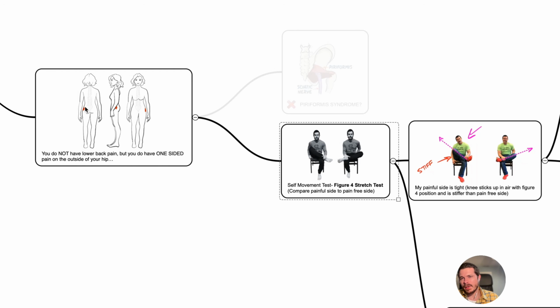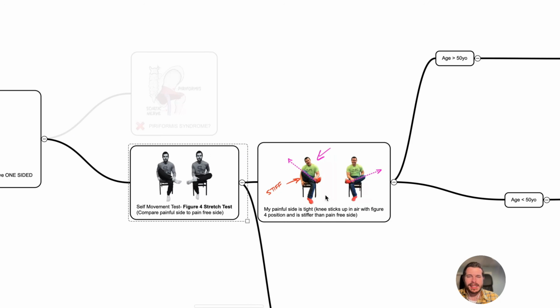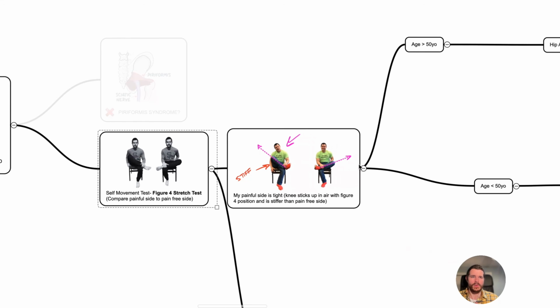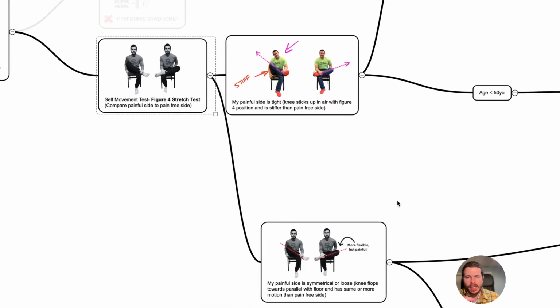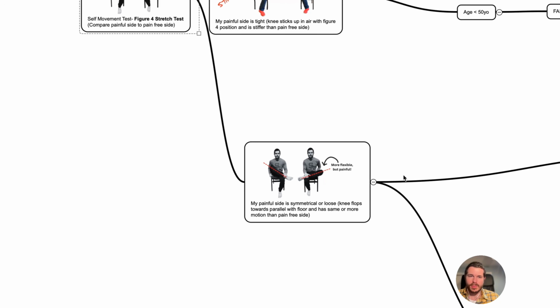All right, so now let's say you have outer hip pain. It's not piriformis syndrome. You did the figure 4 stretch test. It is not stiff and painful. Your joint is not restricted in its ability to move. So therefore, it's not an in-the-joint problem. It's not hip arthritis. It's not a labral tear. Well, then what is it? Well, maybe when you do the figure 4 test, it's more flexible or it's symmetrical. It could be several things.